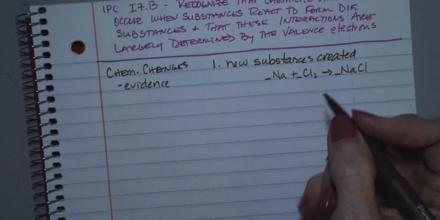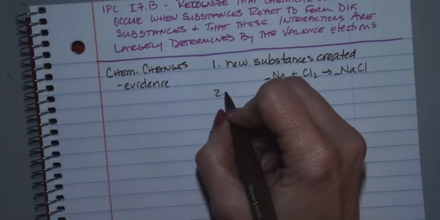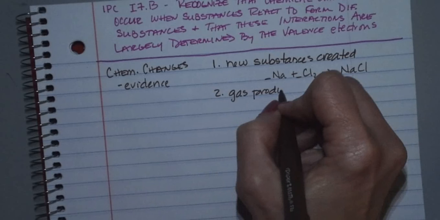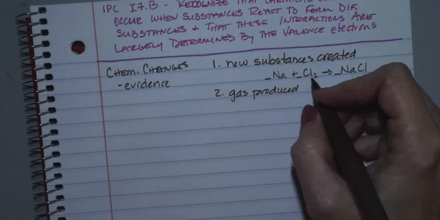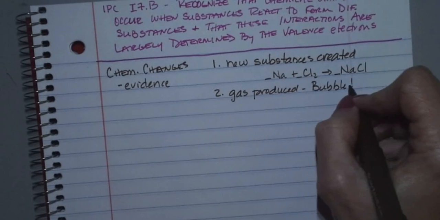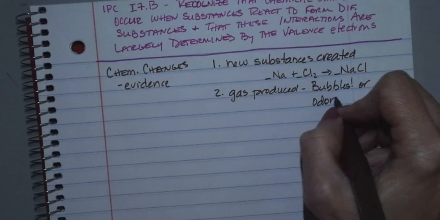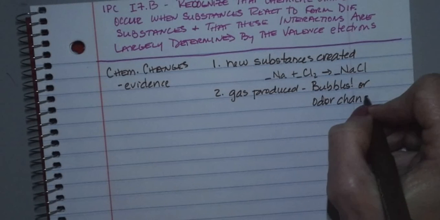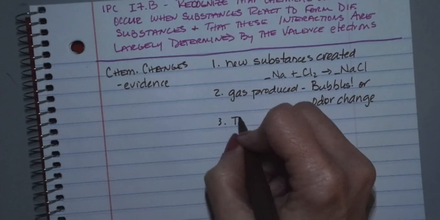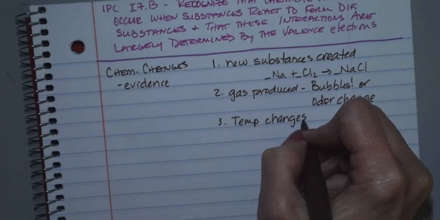The second thing is we look to see if a gas is produced. And by that, what we do is we look for bubbles or an odor change. One of those two lets us know that a gas has been produced. The third one is we look for a temperature change. It may get colder, it may get hotter, and you know, our hands are not the best tools to use for this. We really need to use tools like a thermometer of some kind.